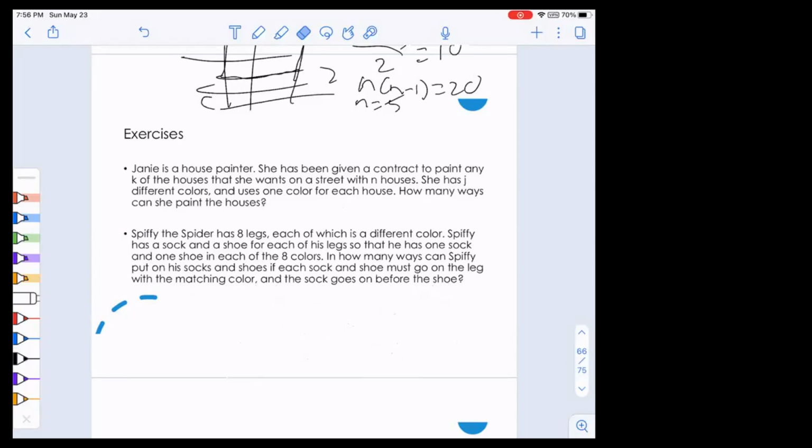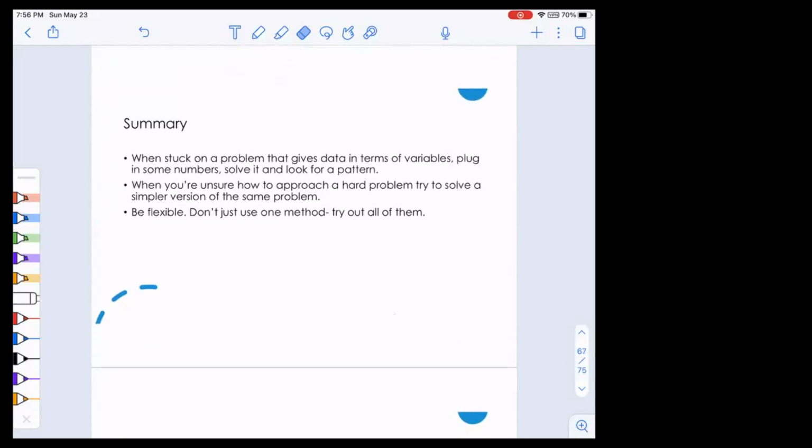All right, so the summary is, when you're stuck on a problem that gives data in terms of variables, plug in some numbers and solve it and look for a pattern, like what we did for the last ones. When you're unsure how to approach a hard problem, try to solve a simpler version and then do the hard one using the same method. And be flexible. Don't just use one method. You should try all of them. We learned a lot of things, like probability. No, we learned complementary counting. We learned combinations and all that stuff.